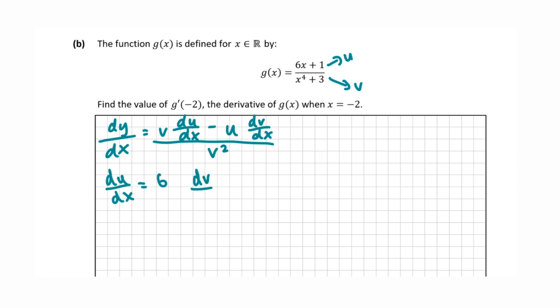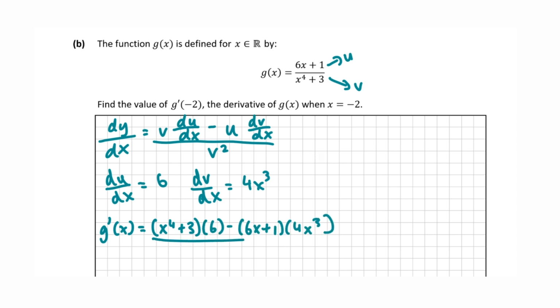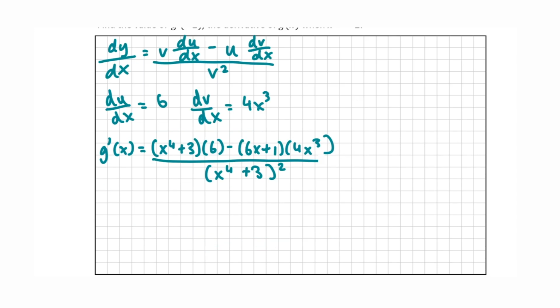So now we need to figure out what dv/dx is, so we're going to be differentiating the denominator. Differentiating x to the 4 will give us 4x cubed, and then we lose our plus 3. So now we can go ahead and sub that into the formula. So this is what you should be left with when you sub into the formula. So now the next thing to do is to multiply out this fraction here.